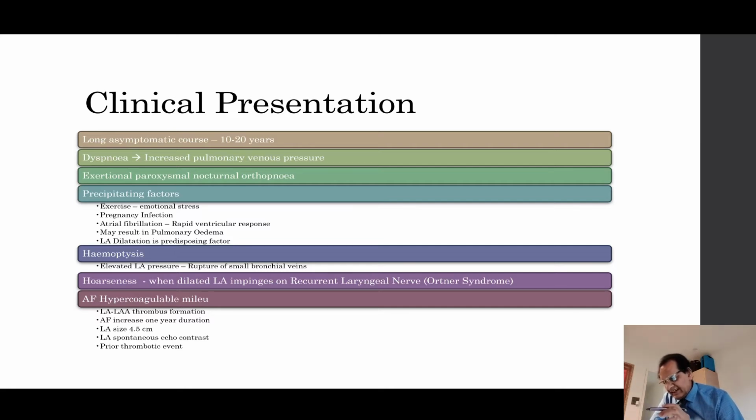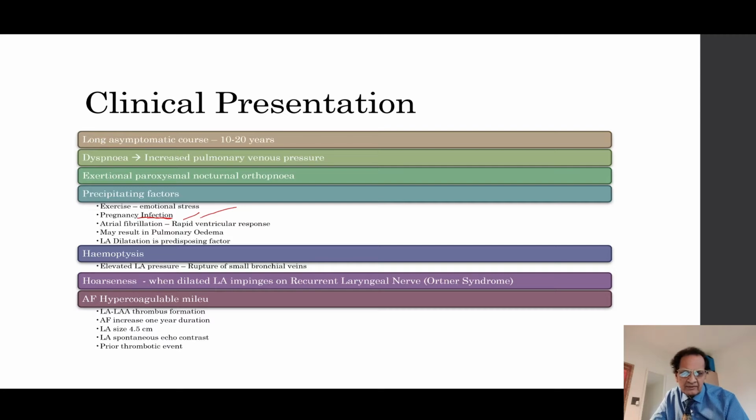So there is a latent, quite asymptomatic phase for many years. They don't present and remain subclinical. Dyspnea because of the increased venous pressure. Exertional and nocturnal dyspnea is the first sign when the patient comes to the hospital. What are the precipitating factors? Exercise and emotional stress. Pregnancy.